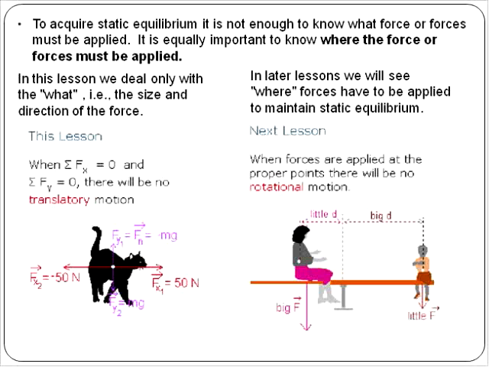But it's actually equally important to know where the force is applied, because in this lesson we're going to talk about when the X and the Y forces all balance out to give you 0. There will be no translatory motion. In other words, no translation, no sliding when that's the case. Like the cat here in the picture, 50 Newton force forward or 50 Newton force backward. They cancel out. No net force.